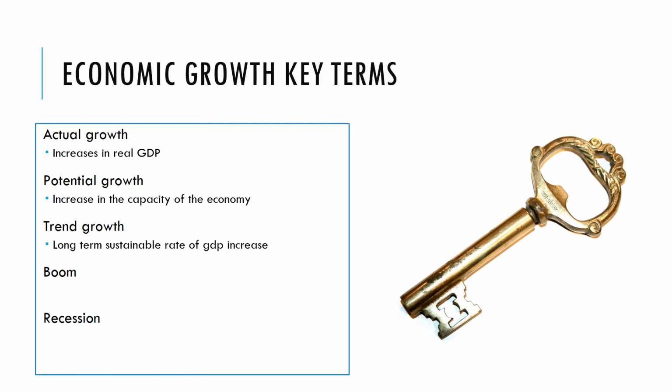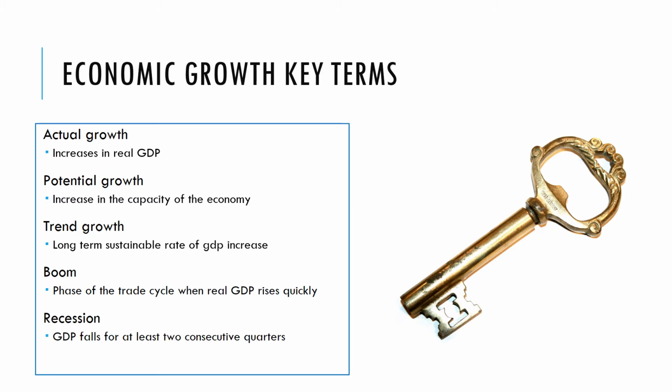The fourth one is a boom, and we describe that as the phase of the trade cycle when real GDP rises quickly. And the final one is a recession, and we would describe that as being where GDP falls for at least 2 consecutive quarters.